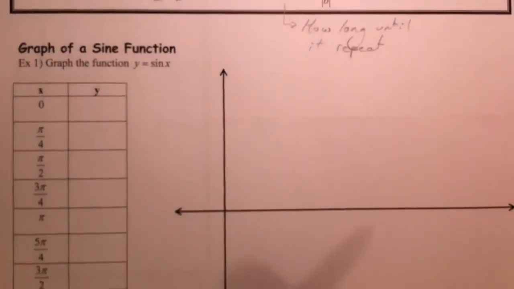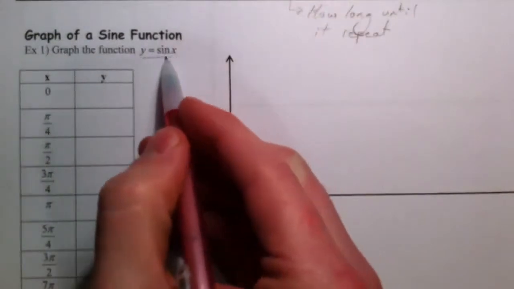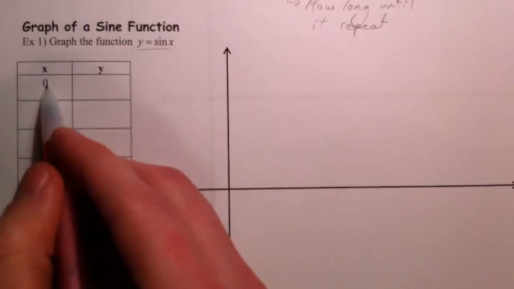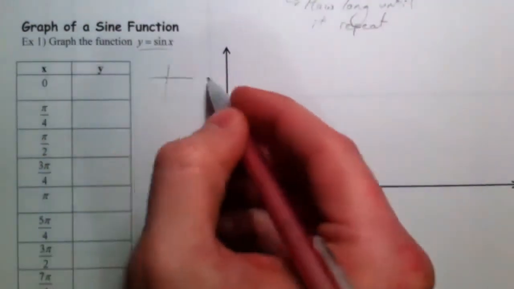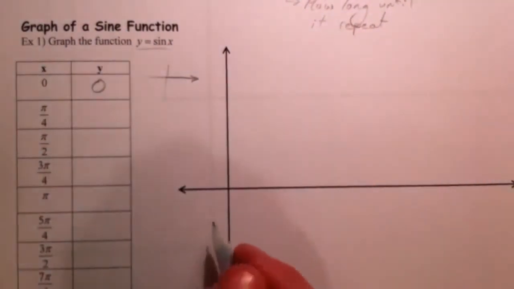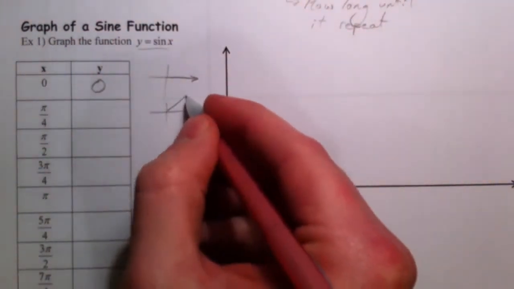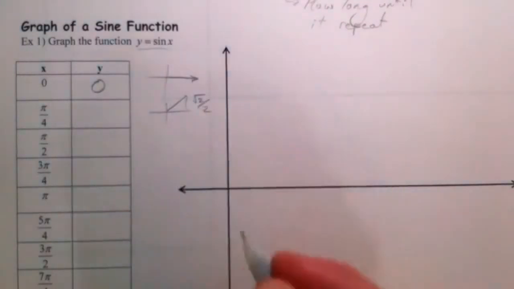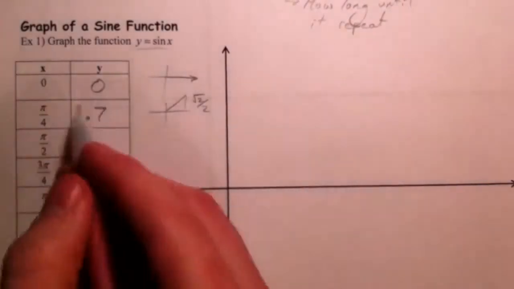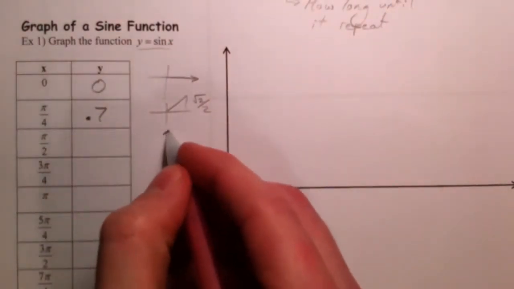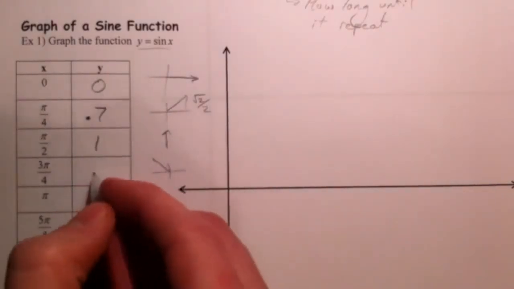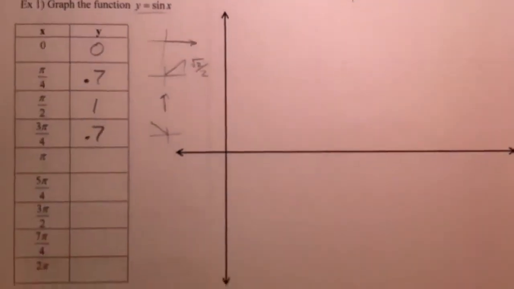So, graph of the sine function. If you take the sine of x, you're taking the sine of angles. And so if your angle is 0, sine of 0 is the y at 0 degrees. So it's 0. Sine of pi over 4 is root 2 over 2. So the y value is root 2 over 2, that's approximately 0.7. And so we're going to plot these points. Sine at 90 is 1. Sine at 3 pi over 4 is root 2 over 2, or 0.7.